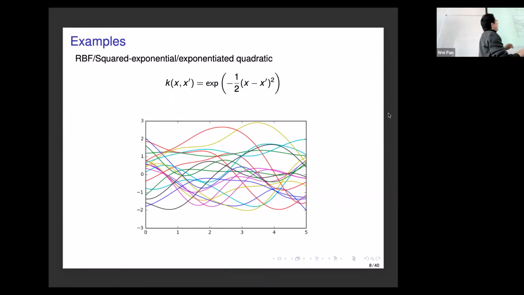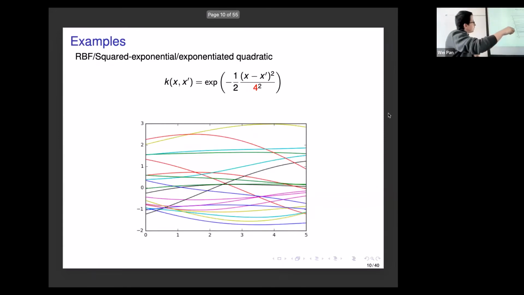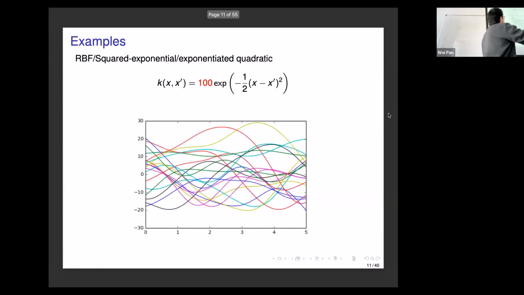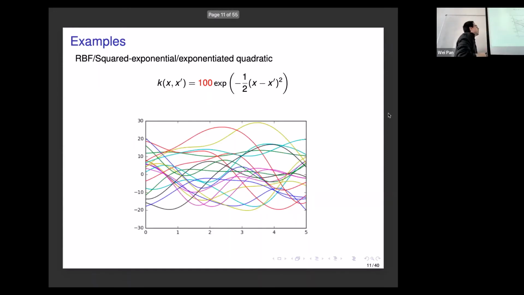I can change the parameters of this covariance function. For example, if I reduce the length scale, my functions start to wiggle more, to change more quickly. I can also increase that value, and the functions change more slowly. I can also change the variance parameter, and then I can represent functions that have higher amplitudes.